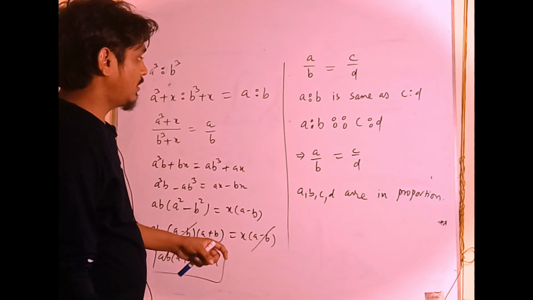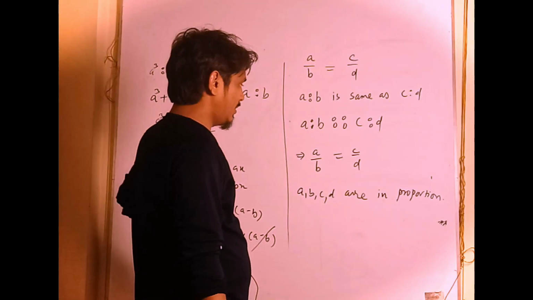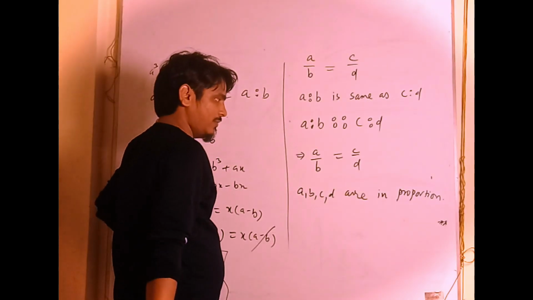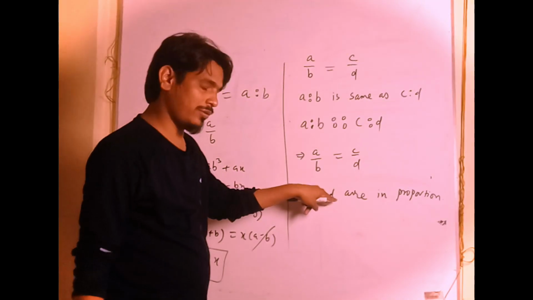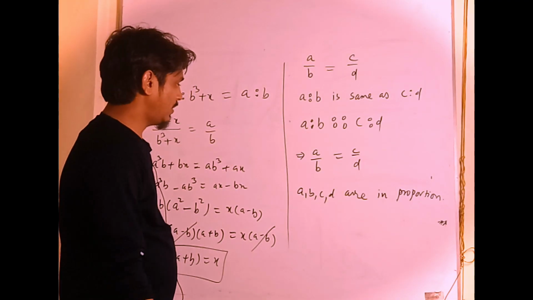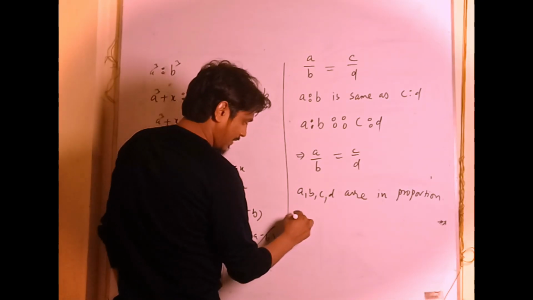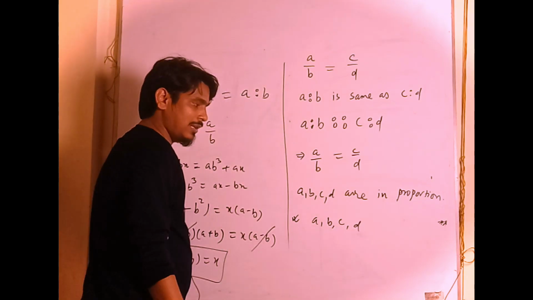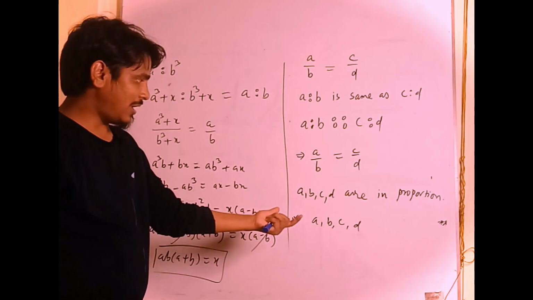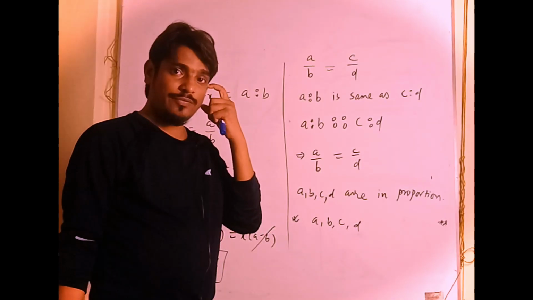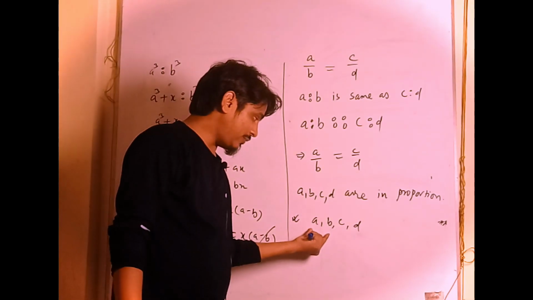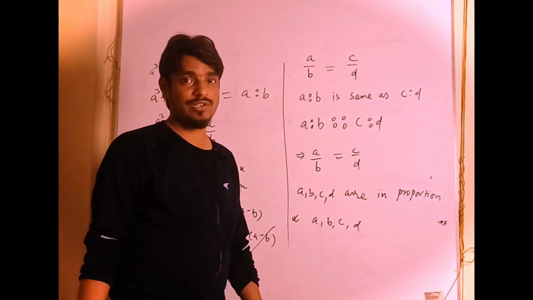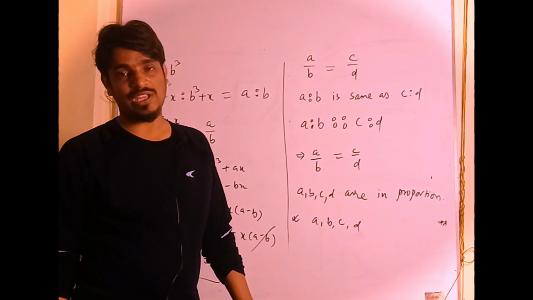As these numbers are in proportion, this condition should be met: the ratio of the first two is equal to the ratio of the last two. Here we have four numbers A, B, C and D. In order to check whether these numbers are in proportion or not, we just have to check the ratio of the first two and the ratio of the second two, and whether both ratios come out equal or not.